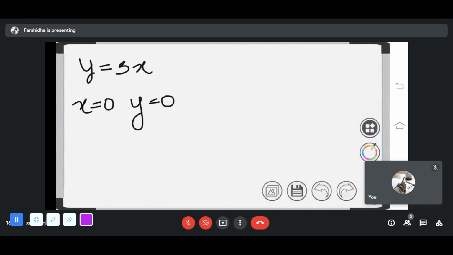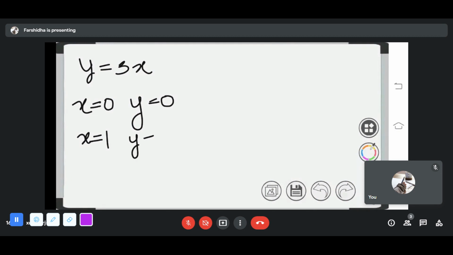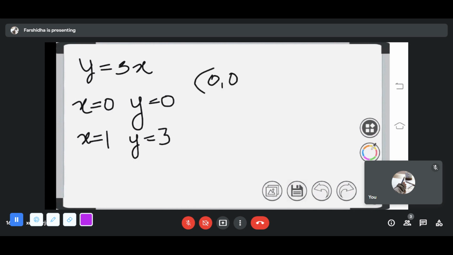Now you can take x is equal to 1, y is equal to 3 into 1, 3. If you want, you can take one more point, or 2 points are enough. So your points are (0, 0) and (1, 3).